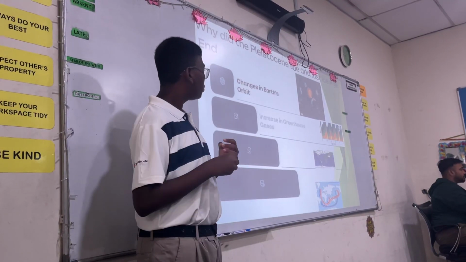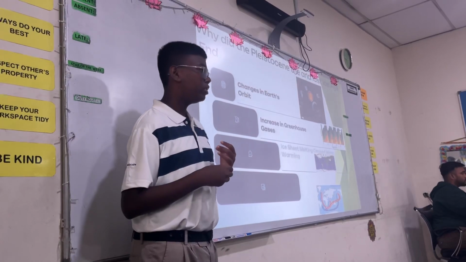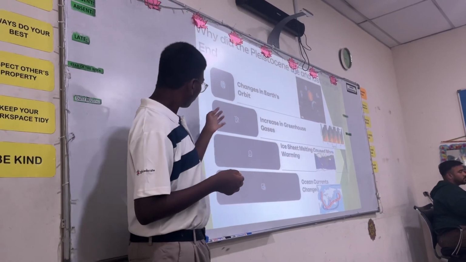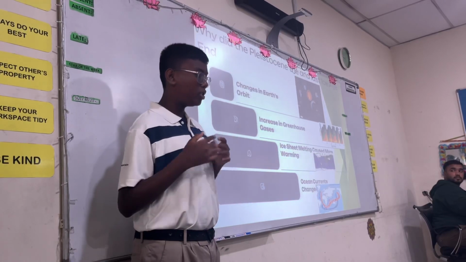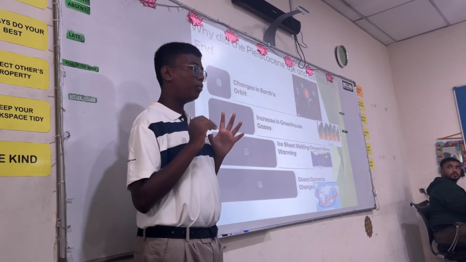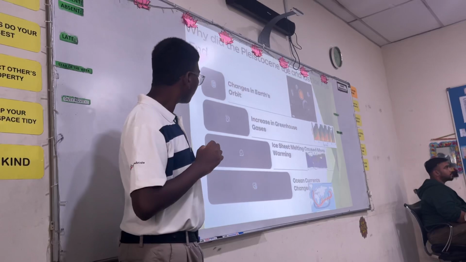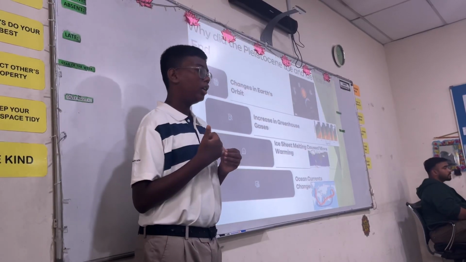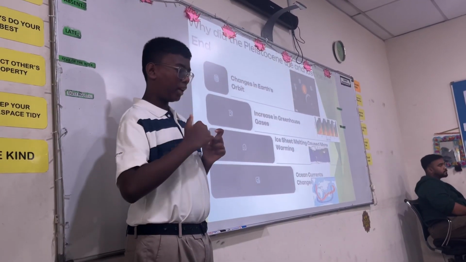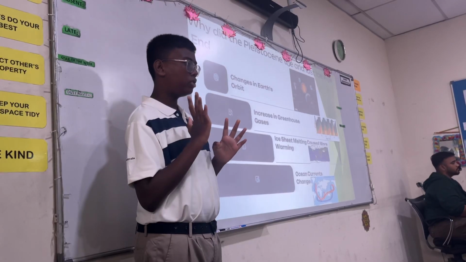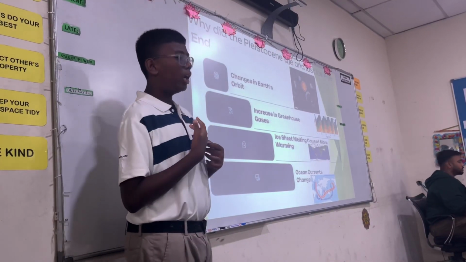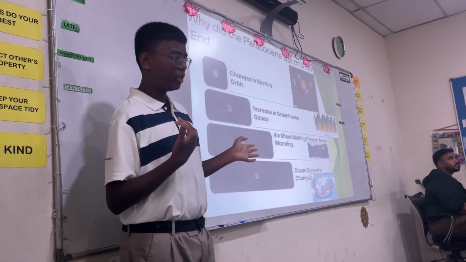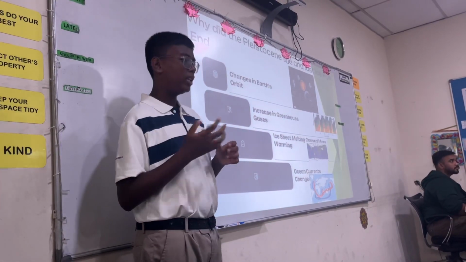As we move on to our next slide, why did the Pleistocene and the ice age end? The changes in Earth's orbit. The eccentricity has changed and it's now closer to a circle. The axial tilt has changed. Axial precession has also changed, and so has the perihelion.